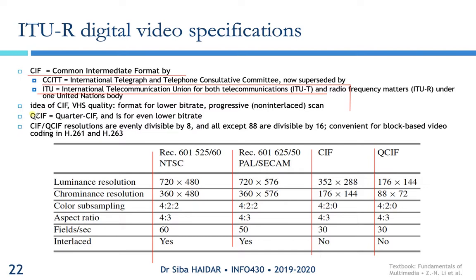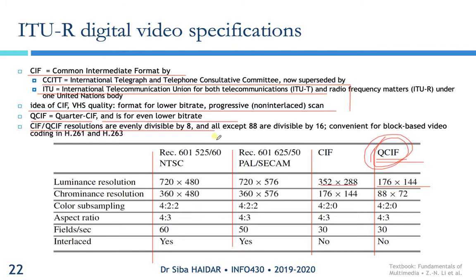So we have one name, ITU, and the idea of CIF is for VHS quality. We wanted a format to lower the bit rate, because we wanted a progressive, non-interlaced scan and a low bit rate. Then we have the QCIF, which is the quarter of the CIF. You will notice the QCIF frame width and height are half by half, so it is 1/4 of the overall resolution of the image, for an even lower bitrate. QCIF was first introduced in the first video conferencing, just like Zoom and Skype now, but when you really don't have the bandwidth. So they invented this standard to be able to send videos at lower bit rates.